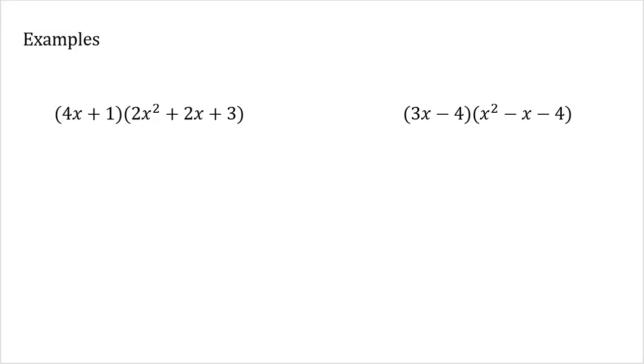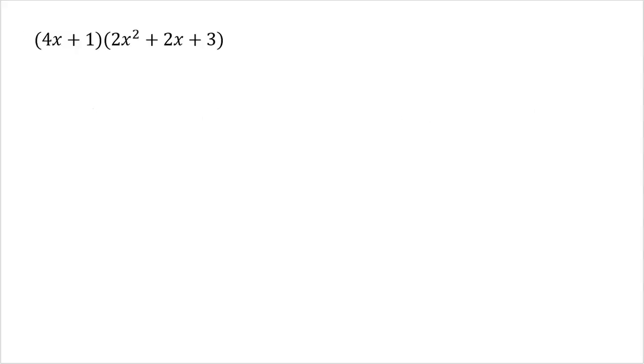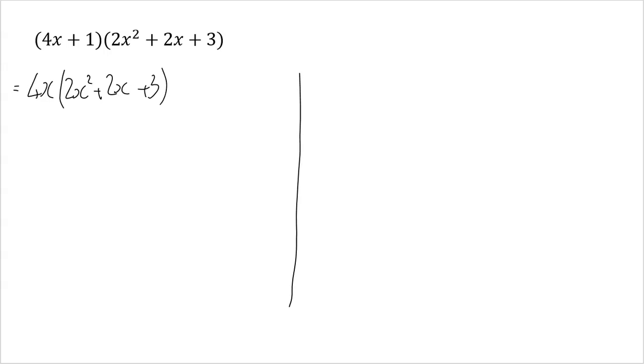So let's look at how we do each of these on their own. So we'll split it first and do the linear split. So if I was to do that, I'd split this linear bracket. 4x is the first part, so it would be 4x bracket 2x squared plus 2x plus 3. And then the second part's a plus 1. So it would be plus 1 times the second bracket, which is 2x squared plus 2x plus 3. Then expand each on their own and simplify. So the first bracket would expand, it would give me 8x cubed plus 8x plus 12x.